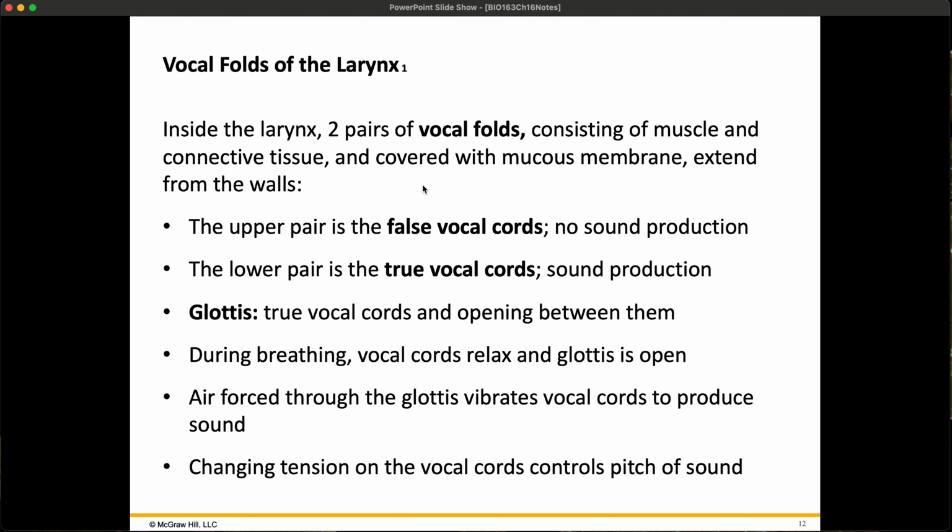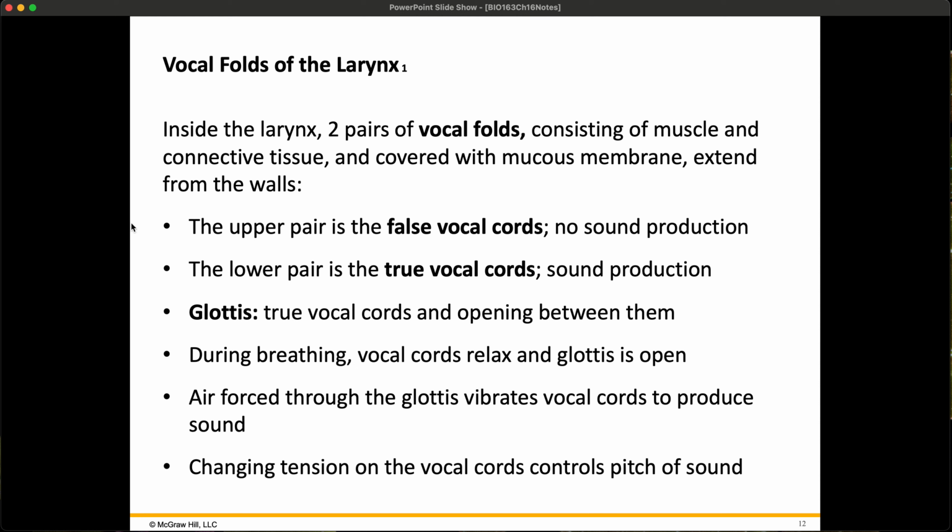So inside of the larynx, we do have two pairs of vocal folds. In the lecture, we call them the true and the false. I believe in your lab manual, it talks about vestibular folds and vocal folds. So I'll talk about that in a moment. But the two vocal folds, they have muscle and connective tissue covered with a mucous membrane. That's pretty common throughout the respiratory tract, is this mucous membrane is pretty much lining the whole thing. So the muscles are there to help move this connective tissue to adjust the shape and the opening of the connective tissue to adjust sound production.